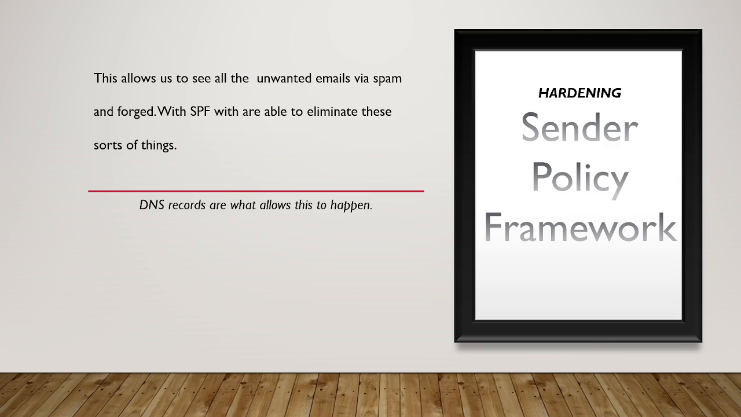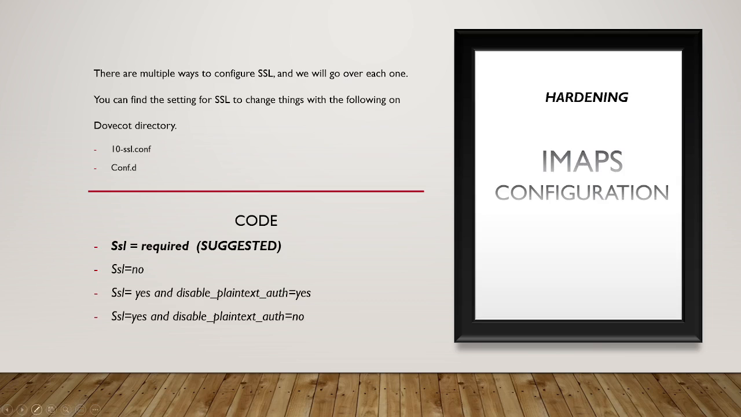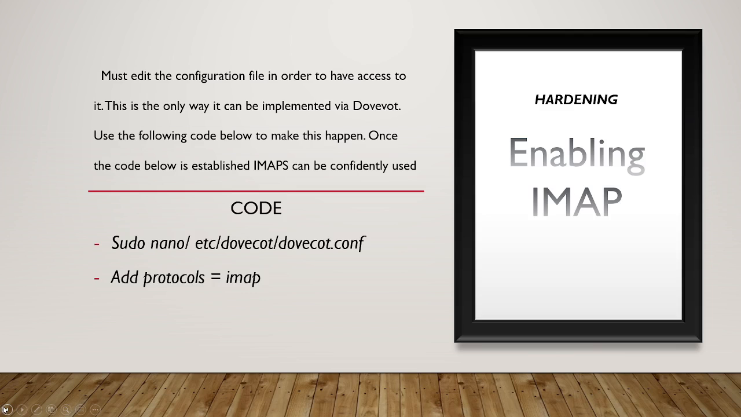Next we have enabling IMAP. The thing about IMAP, and this is probably first, is that it must be enabled. It won't just automatically start working. So as written in the slide, you must edit the configuration file in order to have access to it. This is the only way it can be implemented via Devcot.